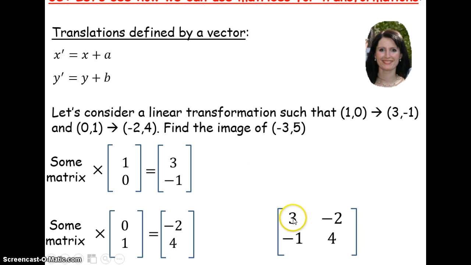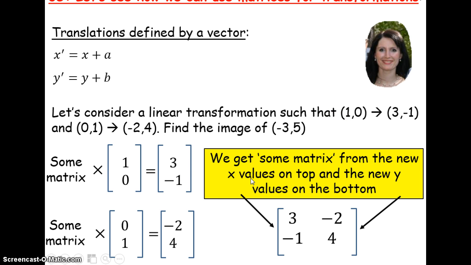What I've written here is my x values, 3 and negative 2, of my new image points. On the bottom, you see my y values of my image points, negative 1 and 4. This is some matrix. So that's what I've used over here where I've said some matrix. That is what you need to multiply by in order to get to your new points. Let's see how that's going to work now.